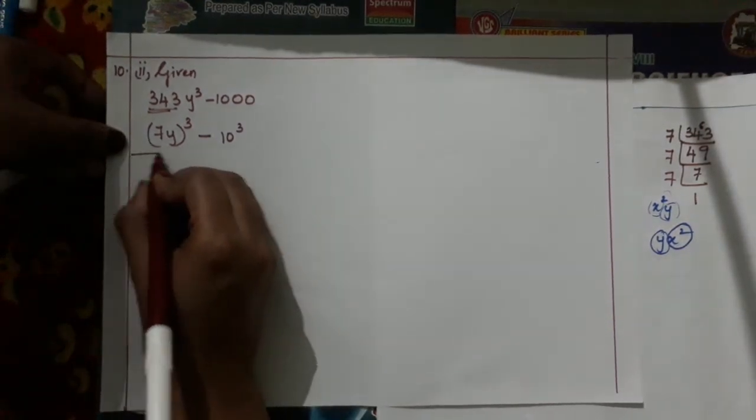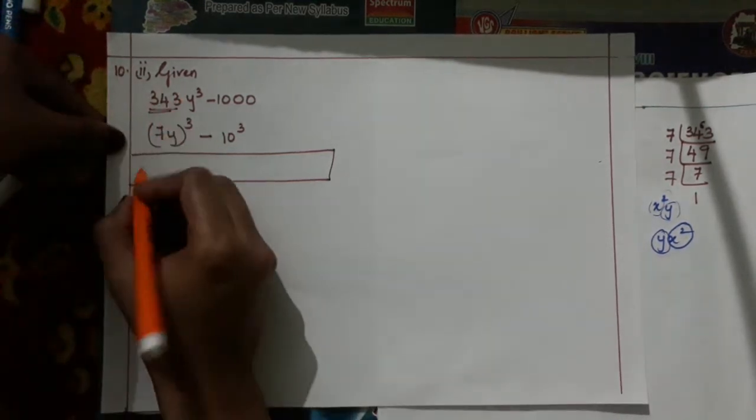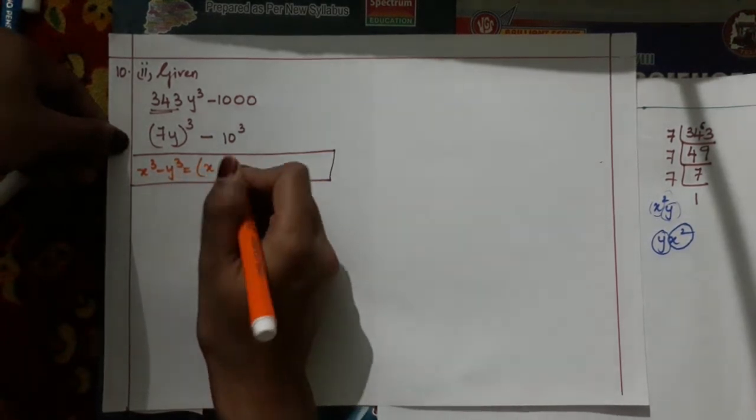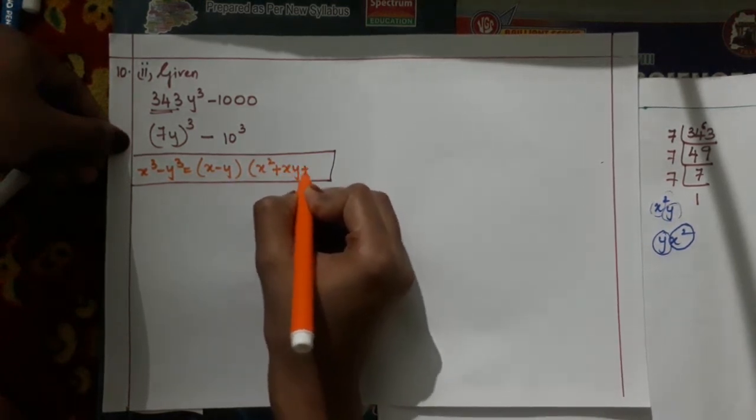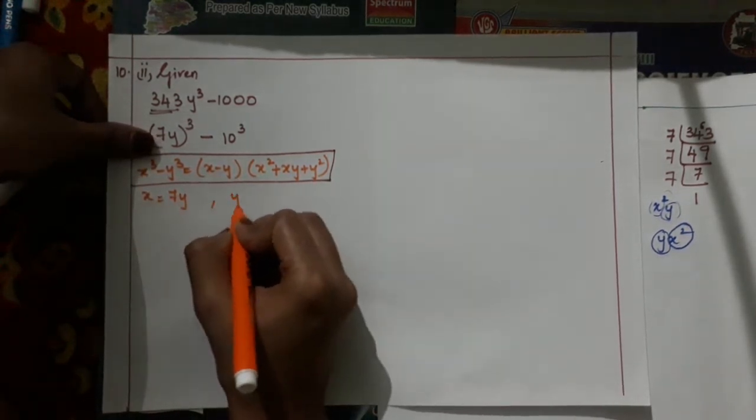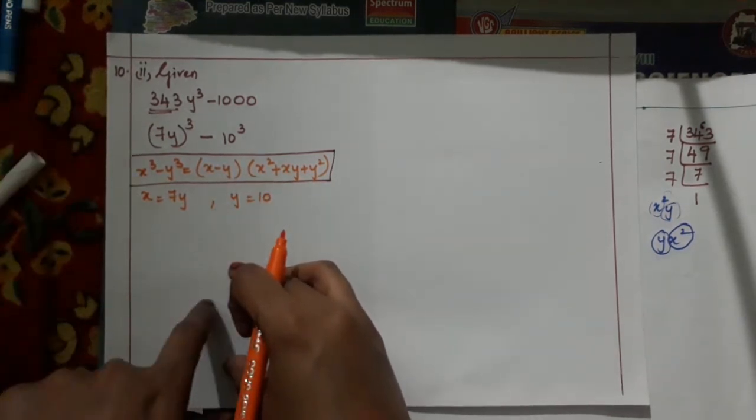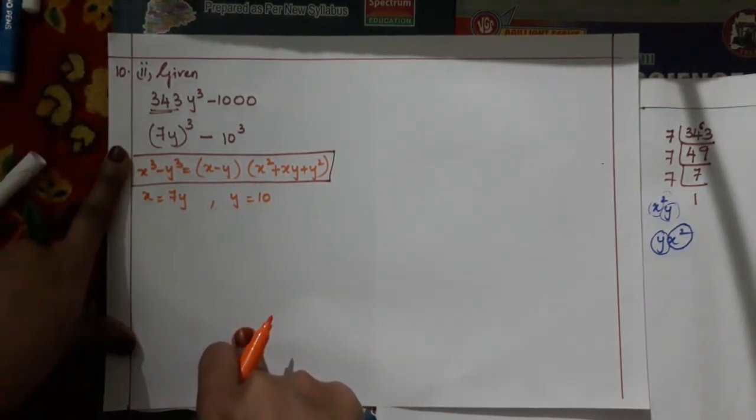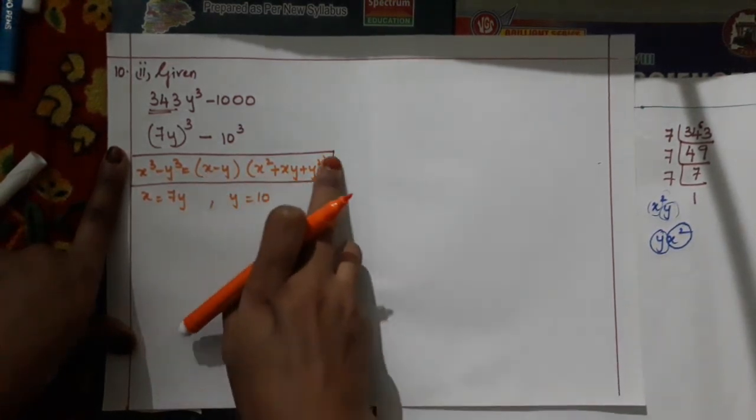Now, what is our identity? Our identity is x cube minus y cube is equal to x minus y into x square plus xy plus y square. So, what is x here? x is nothing but 7y. What is y? y is nothing but 10. Now, you have to substitute in this formula and you have to send this as assignment as well, children. This 10th bit also you have to send as assignment. This 7y and 10 you have to substitute in this formula.